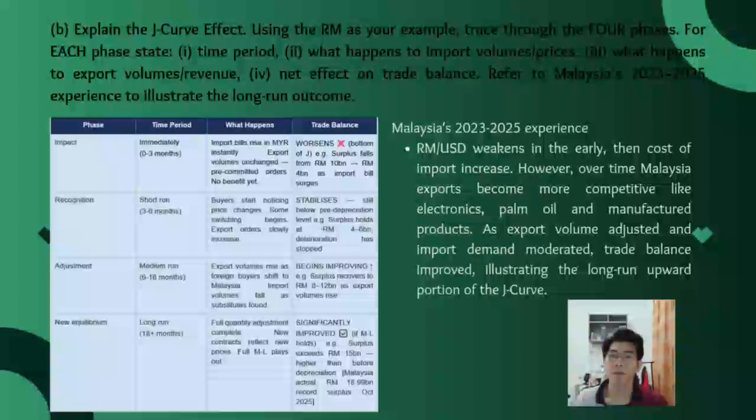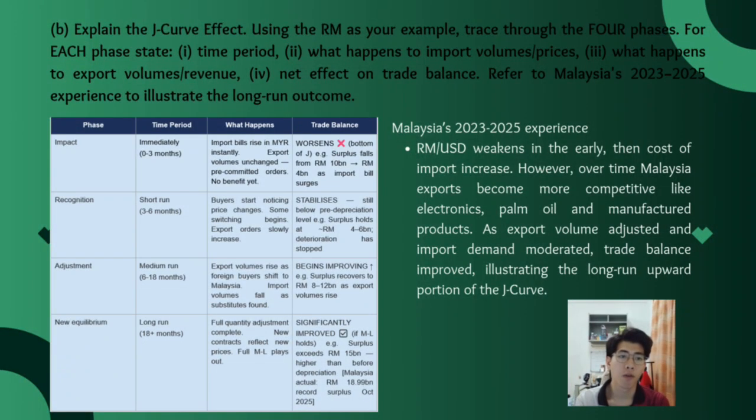B. Explain the J-curve effect using the RM as your example. Trace through the 4 phases. For each stage, and use time periods, what happened to import value or price, what happened to export value or revenue. Next, the effect on trade balance. Refer to Malaysia's 2023 to 2025 experience to illustrate the long-term outcome.